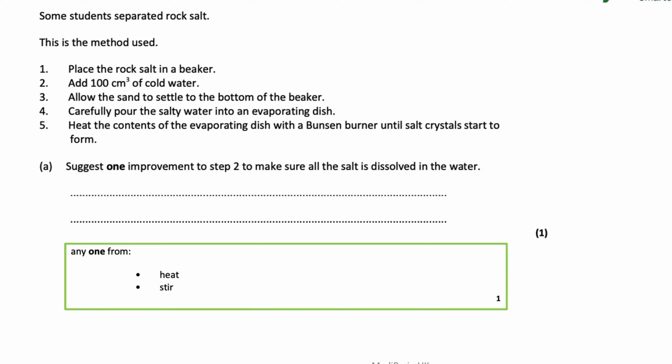But you could have said any of the following. If you heated it, that's going to make sure that the salt has dissolved in the water. Or you could have said stir. That would also make sure that the salt has dissolved in the water. Again, common exam question, this one, so make a note of it.